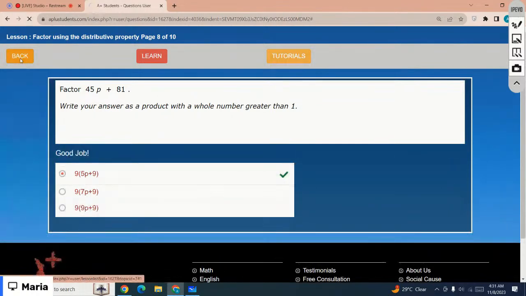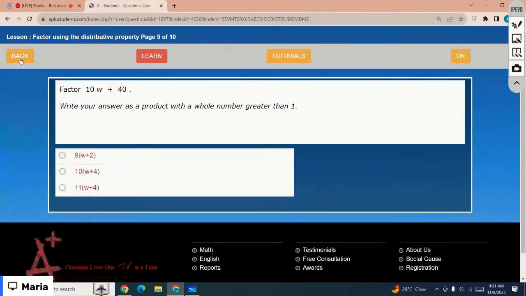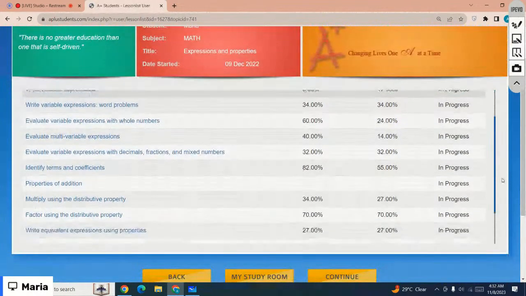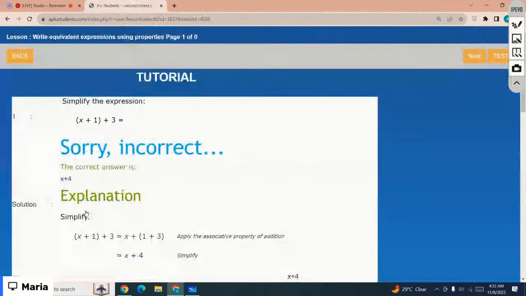Okay, you can complete the lesson by yourself later today. Let me just move on to the next lesson. Okay, the next one is write equivalent expressions using properties. So the properties we just used, we have to apply those properties and write the equivalent expression.